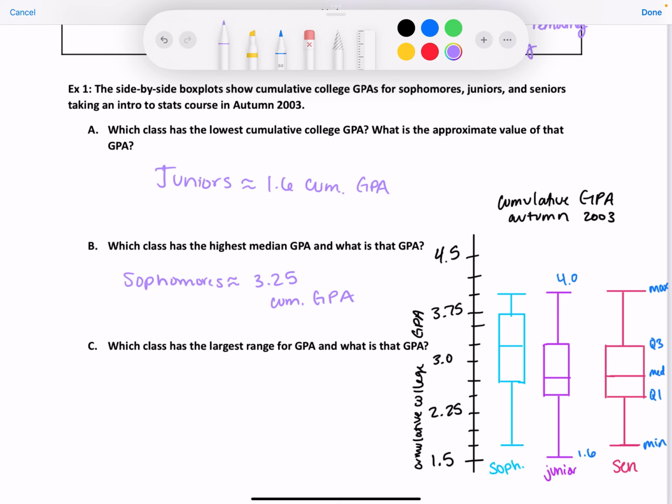And then which class has the largest range for GPA and what is that GPA? Juniors. What is the range? 1.6 to 4.0. So the range is what? Like, what is the distance between those two? 3.4. 2.4. 2.4 cumulative GPA.